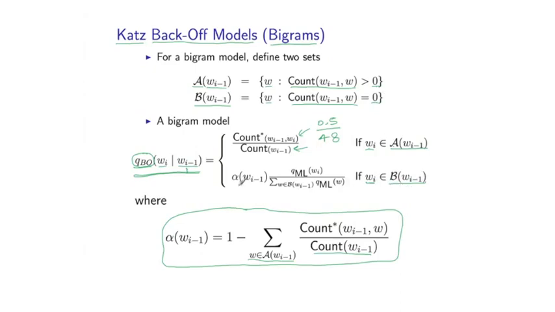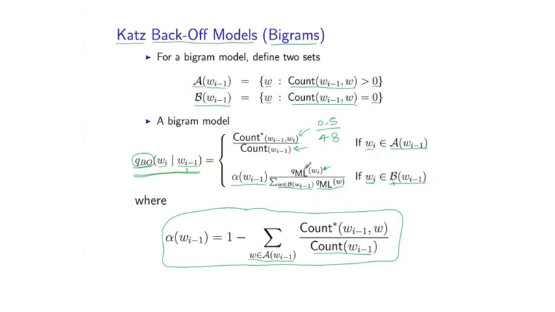Conversely, if the word is in the second set B, that means this count is equal to 0, we do the following. Remember that alpha of w_{i-1} is this missing probability mass. I said before we were somehow going to divide this between the different words in this set B. And we divide this in proportion to the maximum likelihood estimate at the unigram level. So q_ML of w_i is the unigram maximum likelihood estimate I showed you earlier. In the numerator, that's what I have here. In the denominator, I have a sum over all words in B of q_ML of that w. And so this is just a normalization term which ensures that I'm splitting the alphas in proportion to these unigram maximum likelihood estimates.